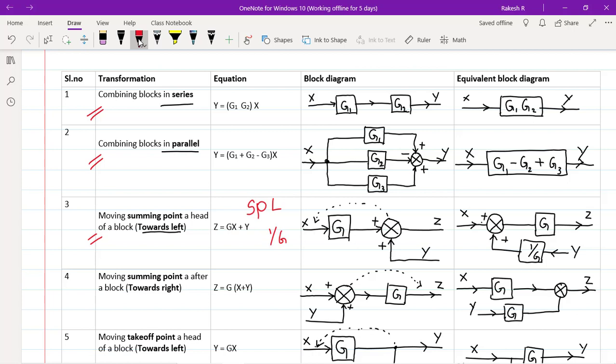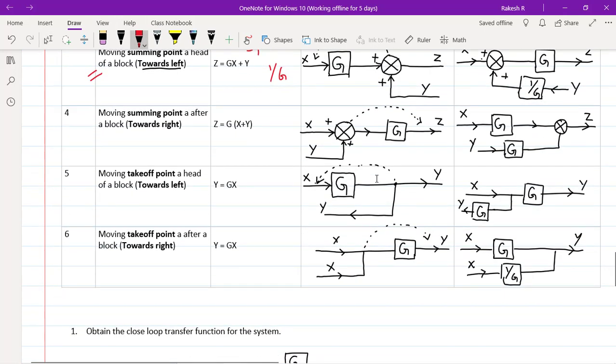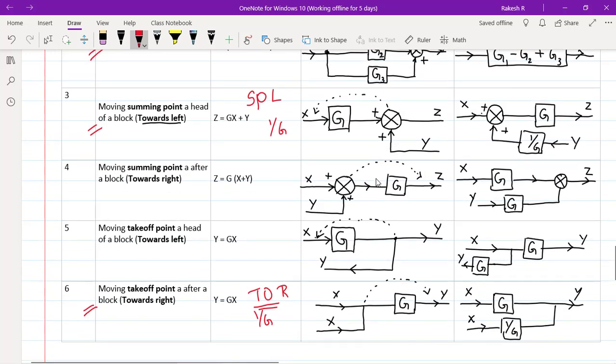Remember this. Next one you need to remember is moving the takeoff point towards right, TOR. That means this becomes 1 by G. Remember these two, SPL and TOR. You need to remember these two points: summing point towards left and takeoff point towards right. In both cases we have 1 by G.